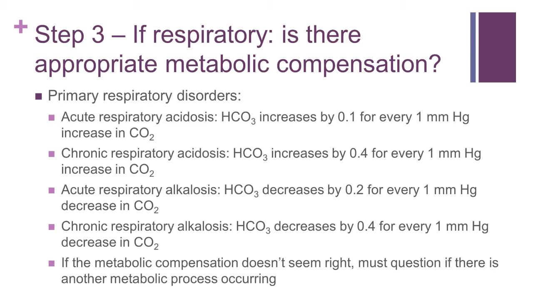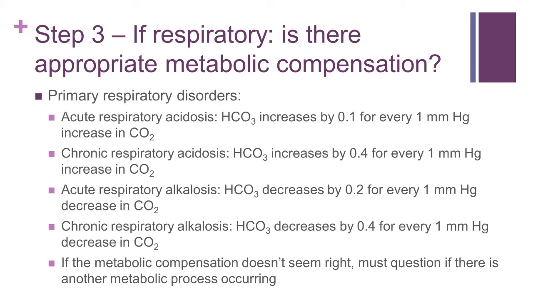The same principle holds true for respiratory alkalosis. In a respiratory alkalosis, CO2 is decreased. The body will try to compensate by lowering the bicarbonate and creating a compensatory metabolic acidosis to try to bring down the pH. In an acute process, bicarb should decrease by 0.2 for every 1 millimeter mercury decrease in CO2. In a chronic process, bicarb should decrease by 0.4 for every 1 millimeter mercury decrease in CO2.